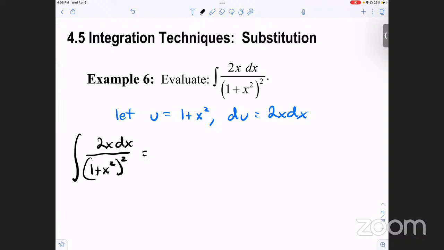If we make our substitutions, on bottom we're going to have u squared. On top, it looks like we have du, and again, we're taking the integral. So this is really u to the -2 du. The previous one is where the power was -1, so that's why we had to use natural log. But when it's to the power of -2, we can just do it like normal. We can add 1 to the exponent.